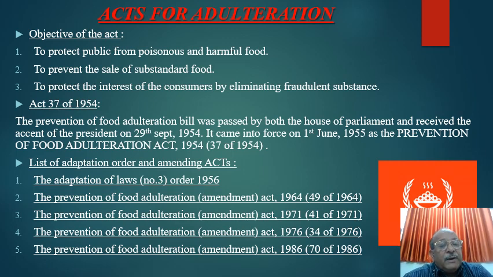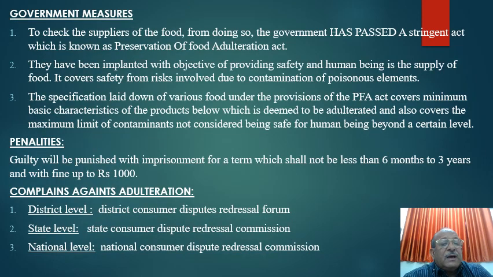For adulteration, there are a number of acts. Why? They have been prepared with the objective to protect the public from poisonous and harmful food, to prevent the sale of substandard food, and to protect the interest of the consumer by eliminating fraudulent substances. Government measures are to check suppliers of food from doing so. The government has passed a stringent act known as the Prevention of Food Adulteration Act, the PFA Act. It has been implemented with the objective of providing safety to human beings. As far as suppliers of food are concerned, it covers safety from risk involved due to contamination by poisonous elements. The specifications have been laid down in the PFA Act.